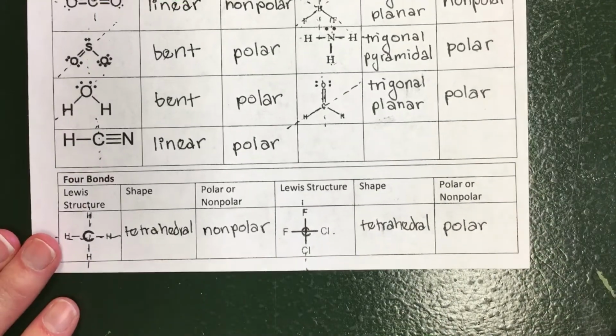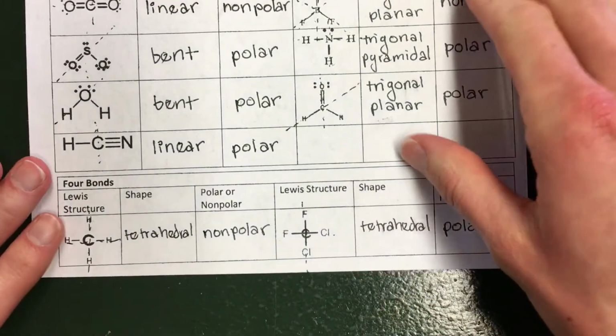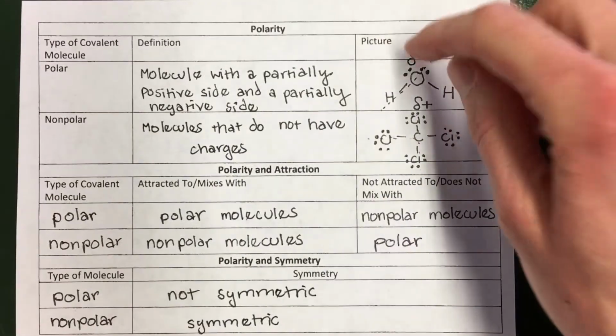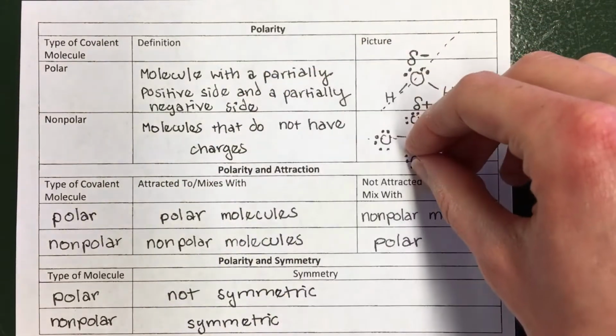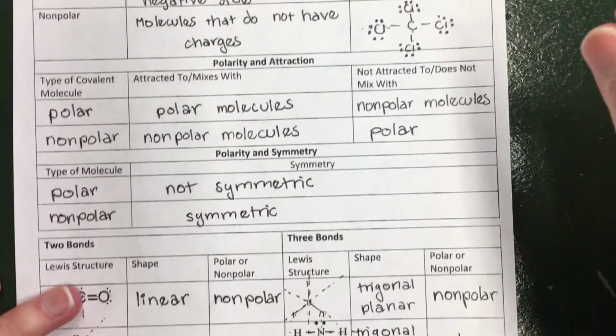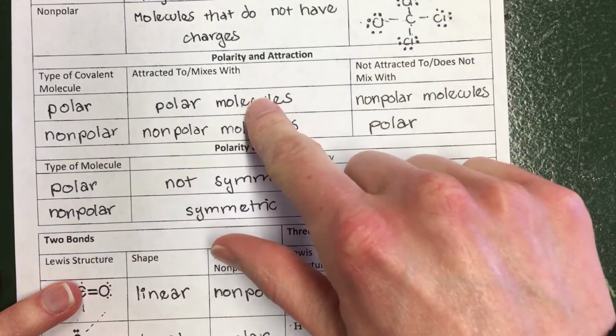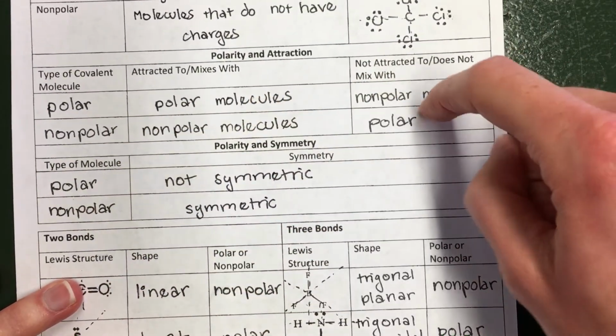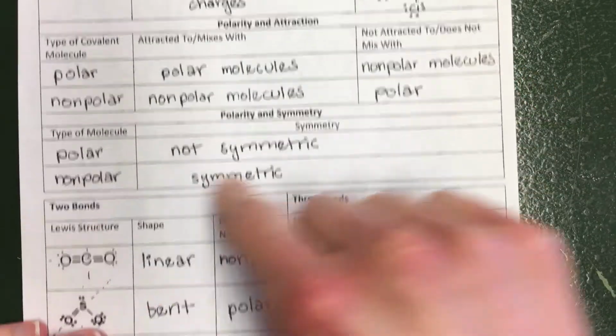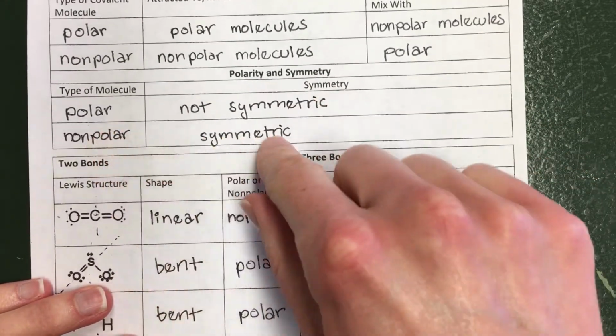All right, so hopefully that makes sense. Several different concepts here. Polar molecules have a positive and a negative side. Nonpolar don't. Polar molecules mix with other polar molecules, but not with nonpolar molecules. Polar molecules are not symmetric, and nonpolar molecules are.